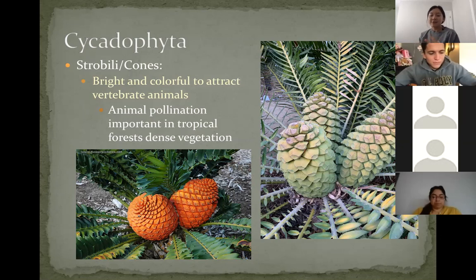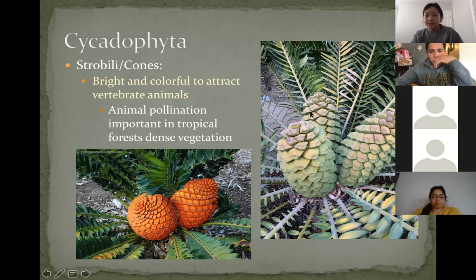When cycads evolved, it was a lot more advantageous to have animal pollination because they were mainly found in really densely vegetated tropical forests. So it really didn't make sense for their seeds to be dispersed by the wind. Instead, animals would take their seeds and disperse them a lot farther into the forest compared to if it was just the wind. So again, that's why their cones and their seeds are a lot more bright and colorful.